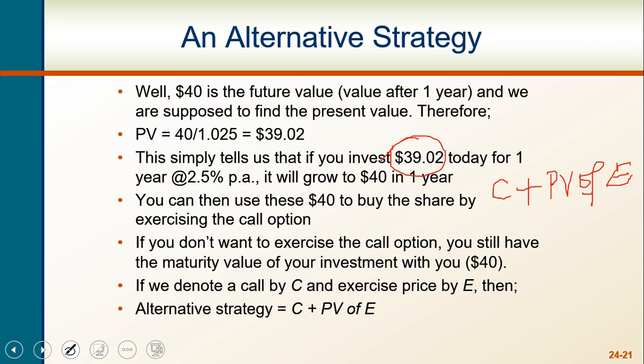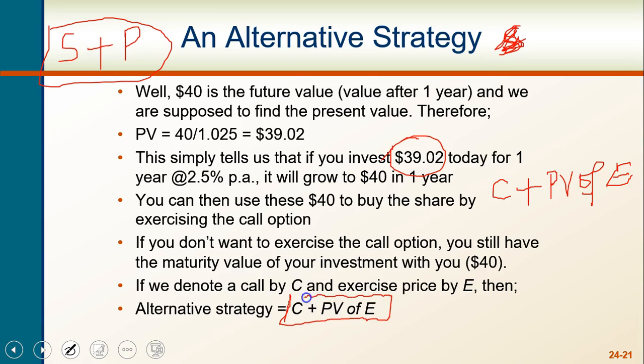What was the first strategy, by the way? The first strategy was that you buy a share of stock, denoted by S. Let's write this S, buying a share of stock, and at the same time buying a put option on the same stock. So S plus P was the first strategy, and we saw the payoffs of that strategy a little while ago. Now we have an alternative strategy, which is buying a call option and investing an amount equal to the present value of the exercise price.